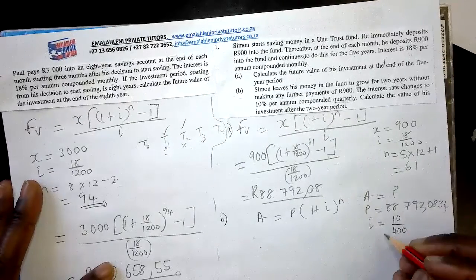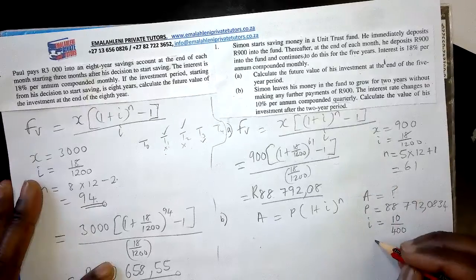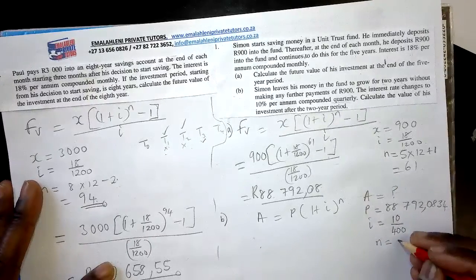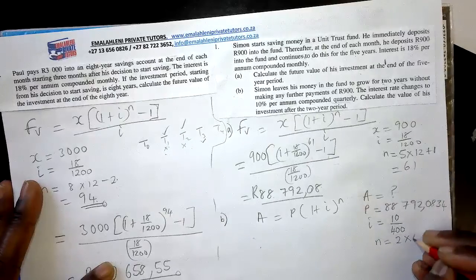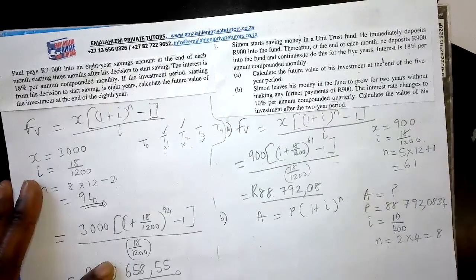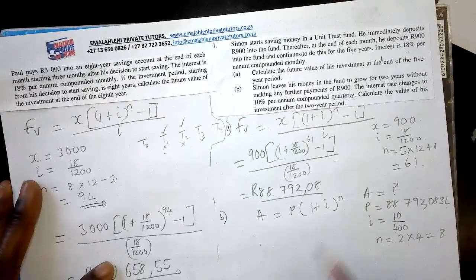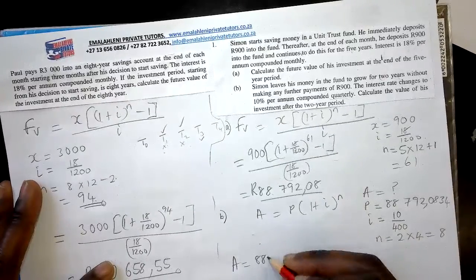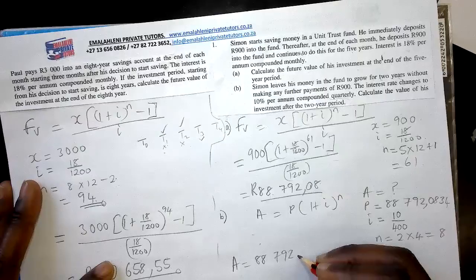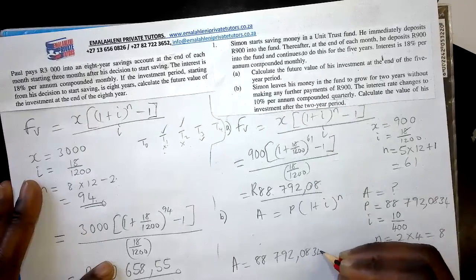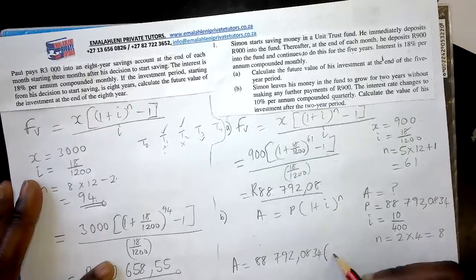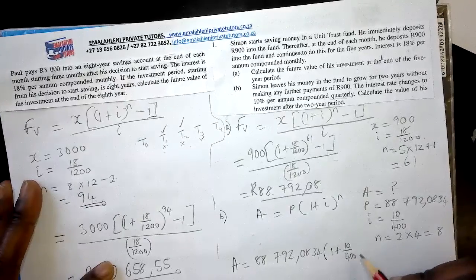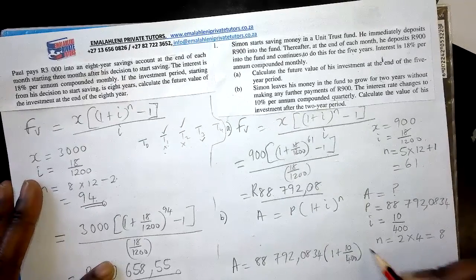Now, what do we have here? What else do we need? Our n. Our n, we are saying, is for how long? For 2 years. 2 years times what? Times 4, because we are saying 4 times a year, so it's going to be 8. So now we just put our values here. Our A is going to be equal to P, 88,792.08, in bracket. What do we have? 1 plus, what is our i? 10 over 400 to the power of what? 8.